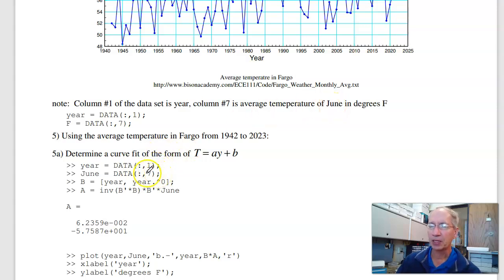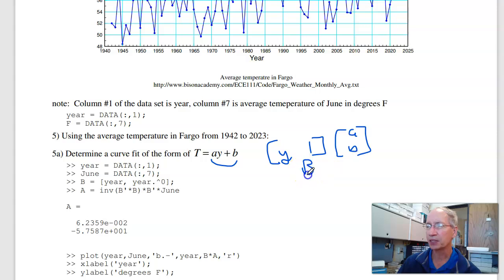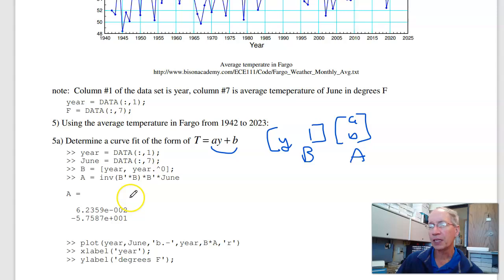Set up your basis. The basis is year and 1, because I'm trying to put it in matrix form. It's year and 1 times A and B. That's the matrix version of it, and that's your basis times A. To find A is, again, least squares: inverse of B transpose B, B transpose Y.